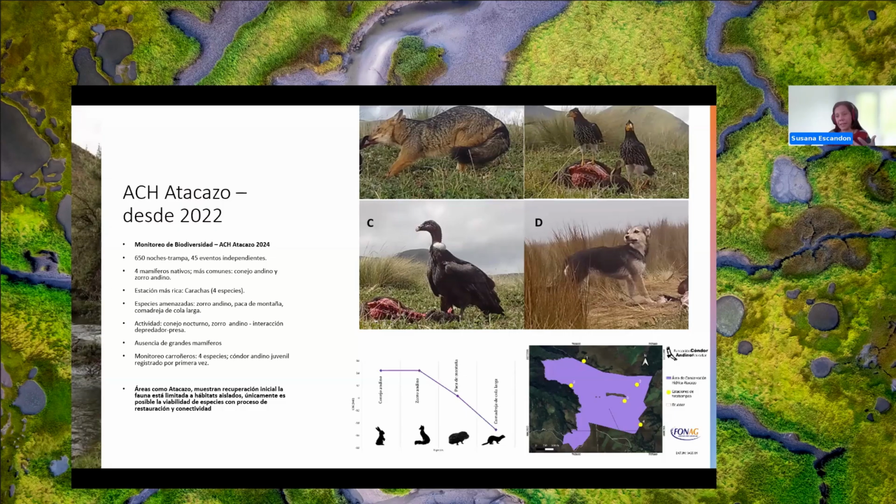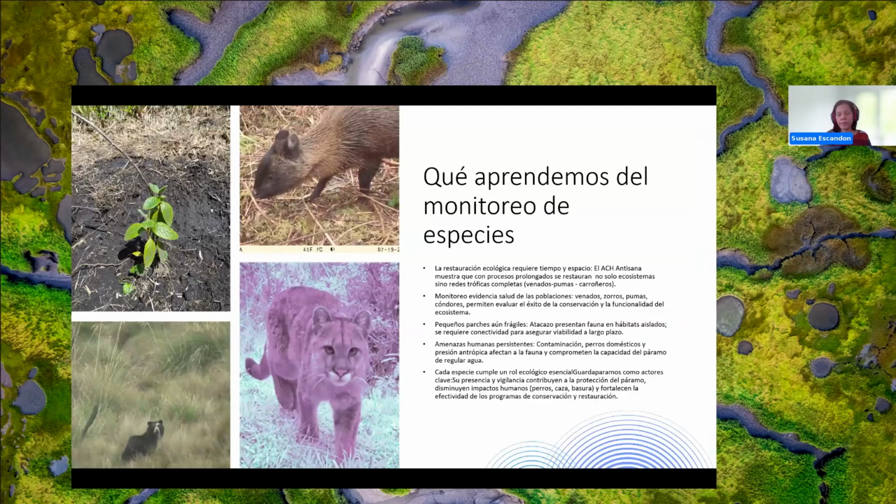Also this year, our company bought an area that is going to be joined into this area of 2,000 hectares. However, areas like Atacazo show that the initial recovery from restoration of fauna is very limited, because these are isolated habitats. The fauna is limited to isolated habitats. Only the viability of species with restoration and connectivity processes is possible. So it basically tells us that we need to establish new strategies for monitoring the health of our ecosystems, especially related to water sources.